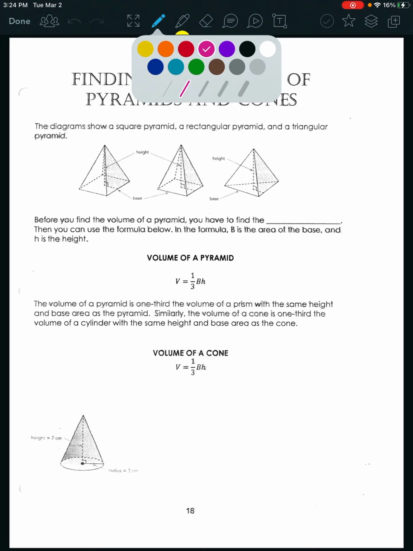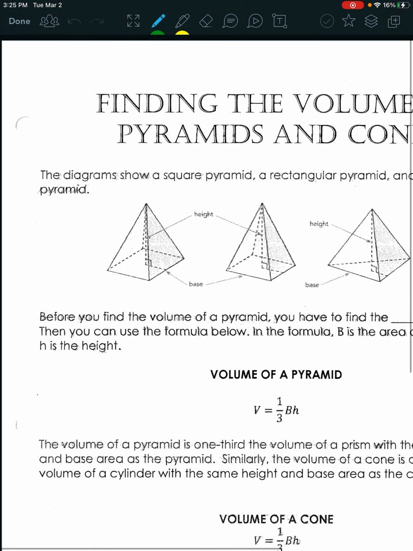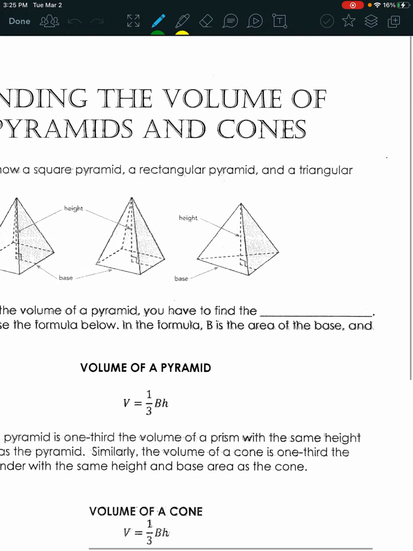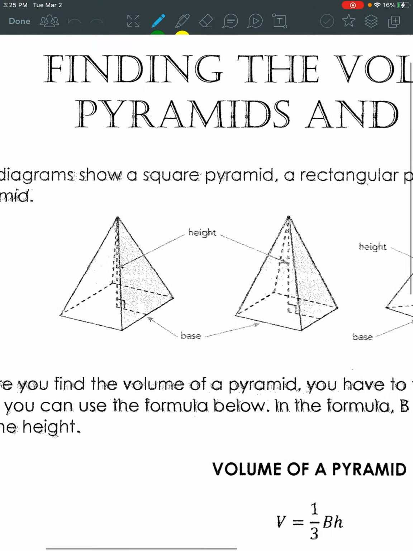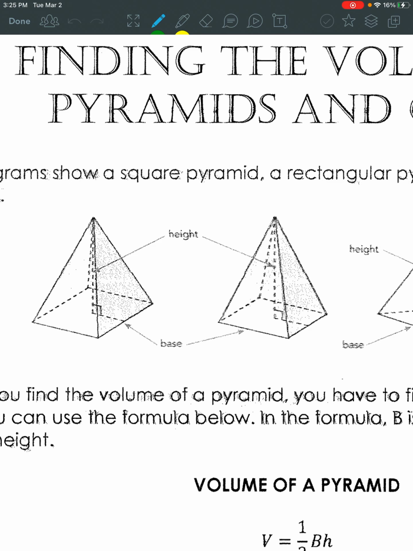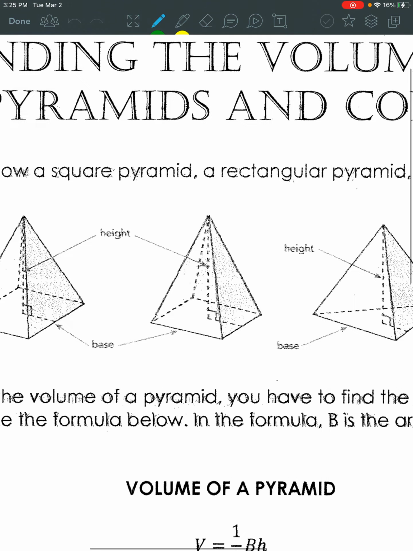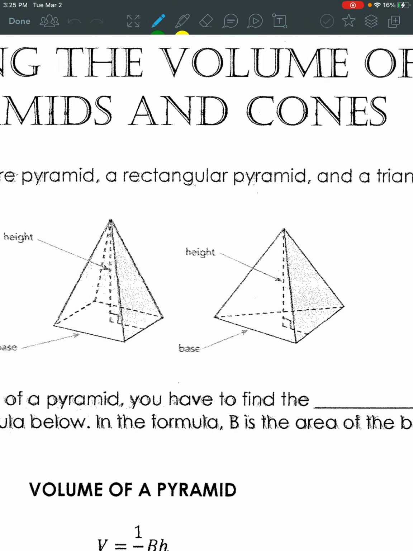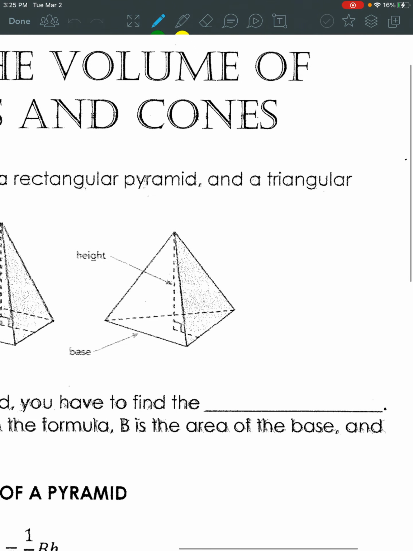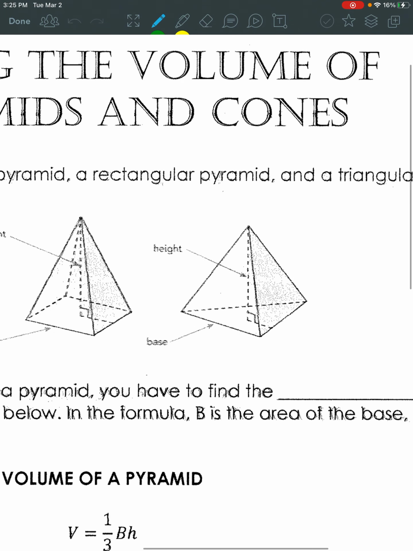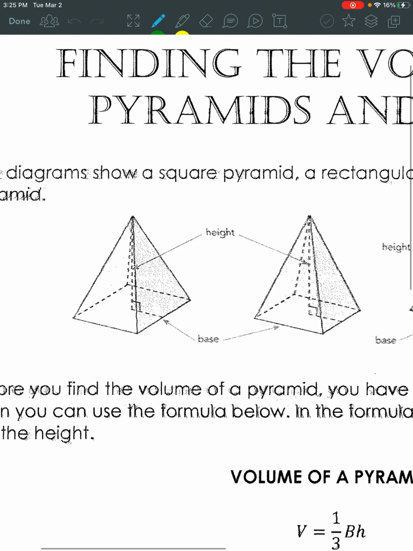The nice thing is that these two formulas are the exact same. However, there's one variable that is going to consistently change depending on the base shape. The diagram shows a square pyramid, a rectangular pyramid, and a triangular pyramid. Notice that the pyramids' sides, their lateral faces, are all triangles, but the base shape can change. It could be a square, a rectangle, a triangle, and so on. So the formula is always going to depend on that base shape.